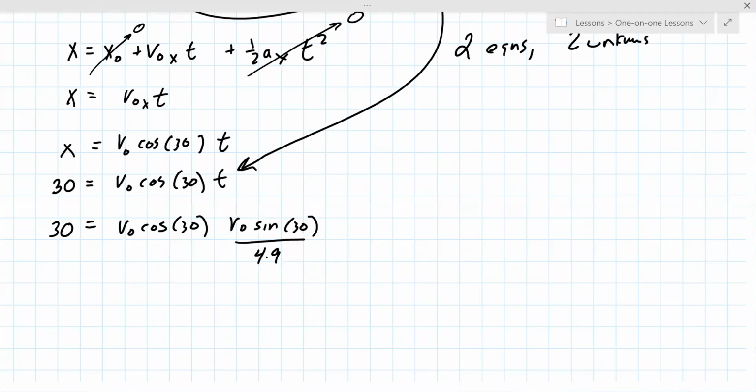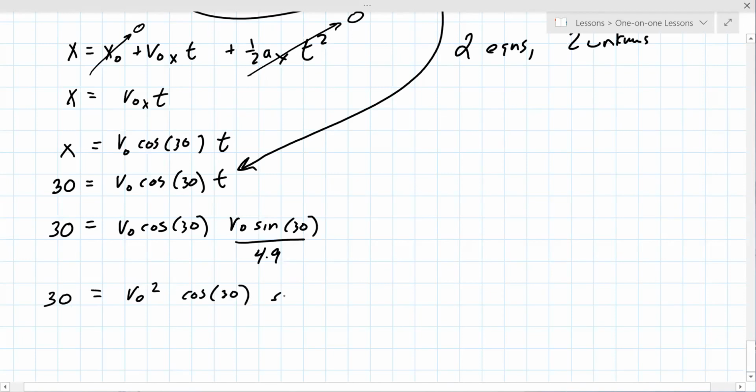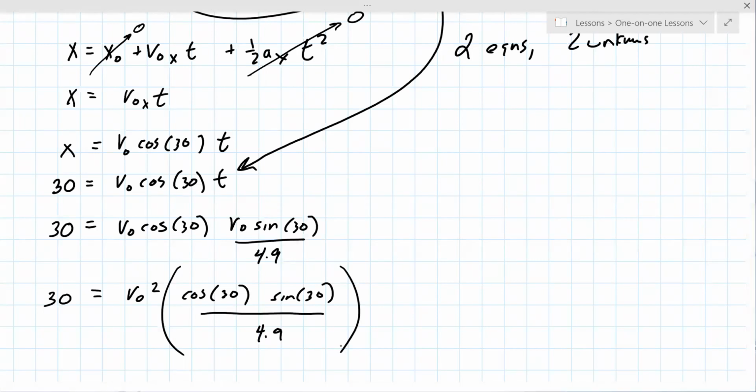So this turns to 30 equals v0 squared cosine 30 times sine 30 over 4.9. So we're solving for v0. So it's v0 squared cosine 30 sine 30 over 4.9, or in a different order is fine. This part in parentheses is a number. You're going to get that number, move it to the other side with dividing, and then take a square root.